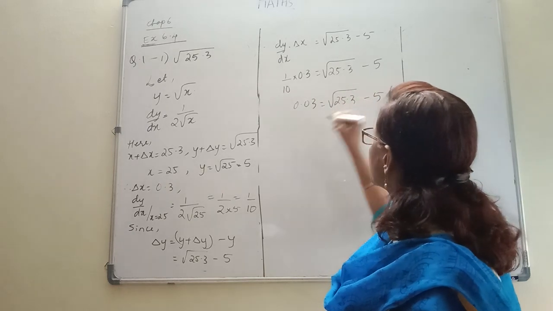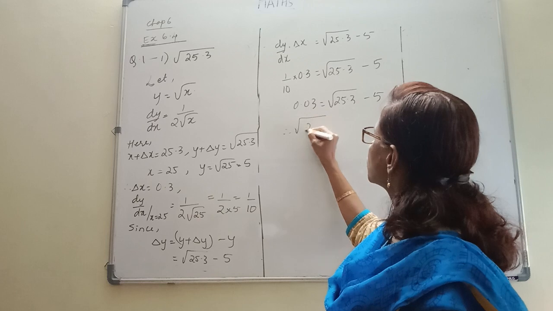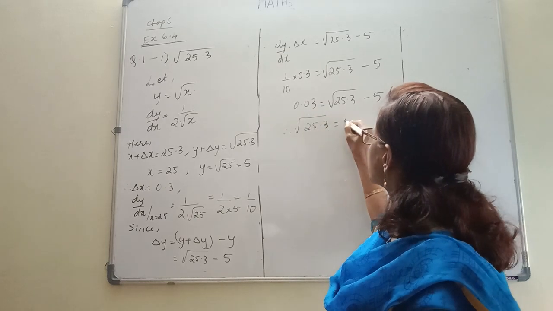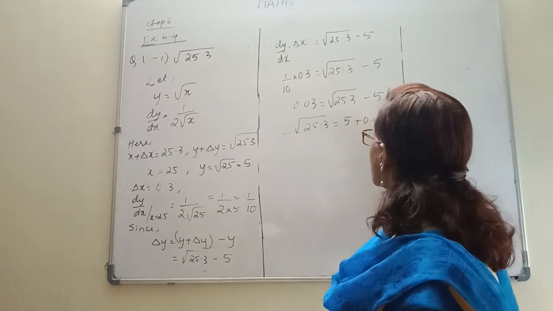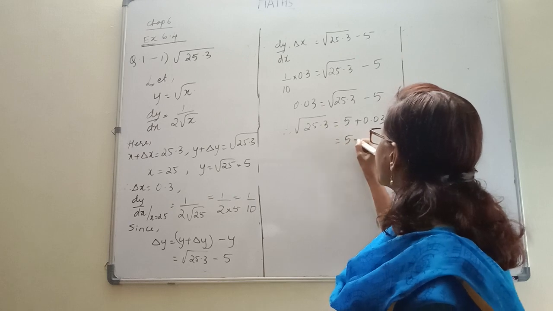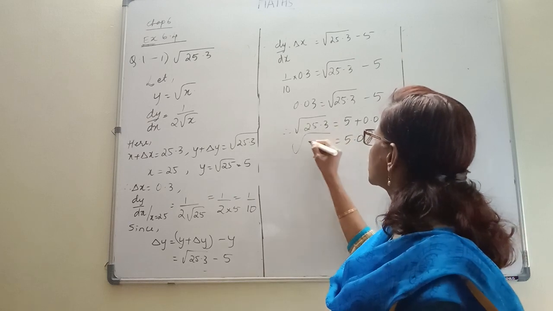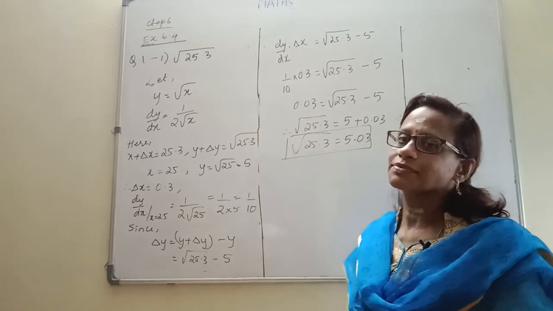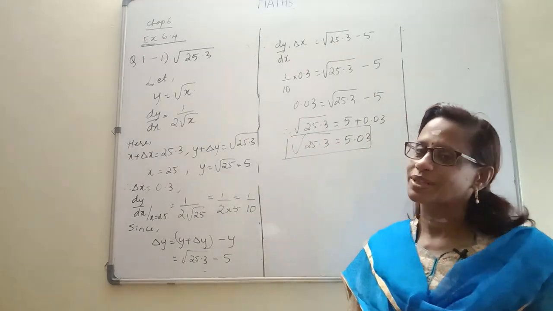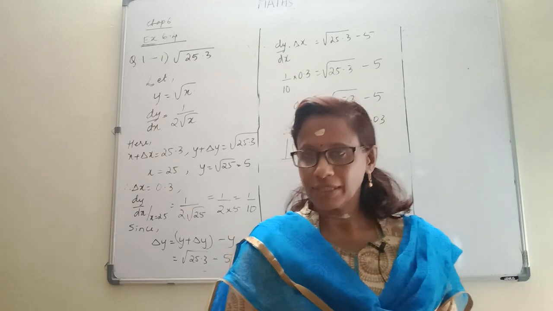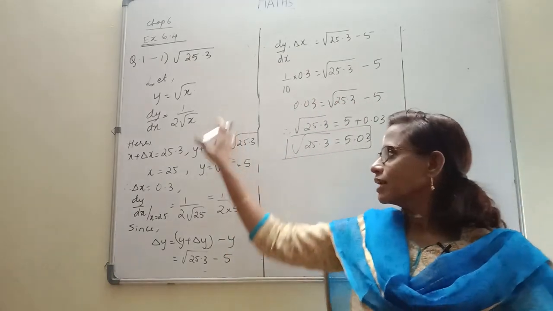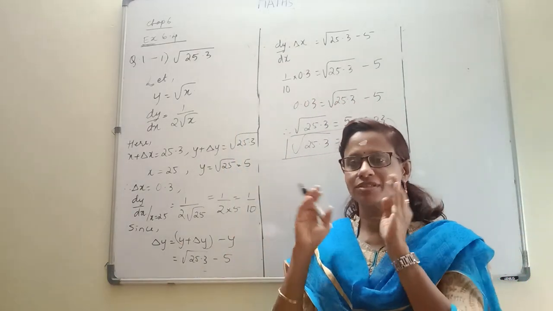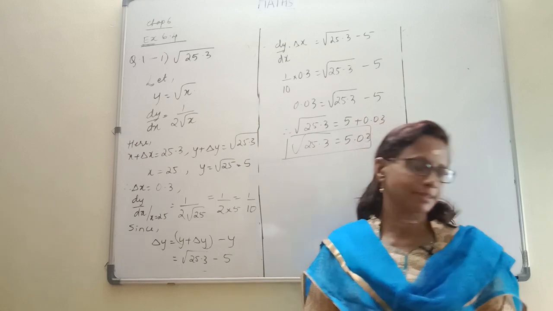5 is here. Let the 5 come on the other side. So root of 25.3 is going to be 5 plus 0.03, or 5.03. So what is the approximate value of root of 25.3? It is 5.03. It's only that much, quite easy. The order of steps, the hierarchy, you just have to fill in things. That's it that you have to do.